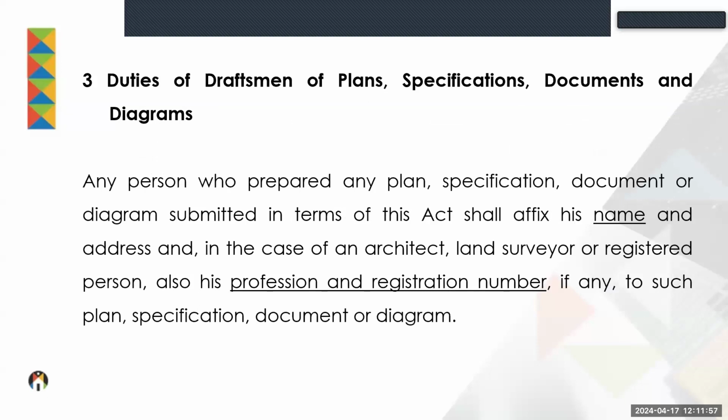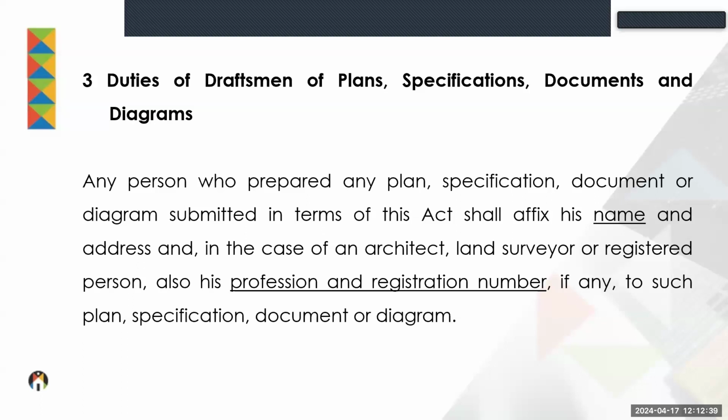The Act also has a section, that is section 3, that deals with the duties of draftsmen, meaning architectural professionals in today's terminology. And it says that any person who prepares a plan, a specification, a document, or a diagram must affix his name and address. And if you are an architectural professional, a land surveyor, or a registered person, which in this case means a professional engineering professional, his profession and registration number. Okay. To such plan, specification, document, or diagram.